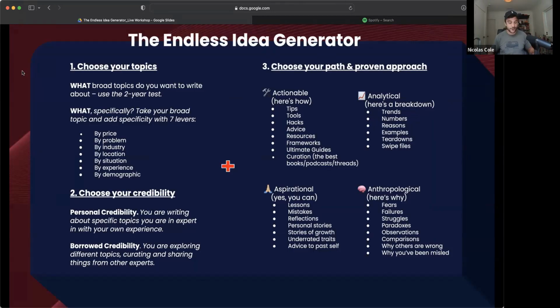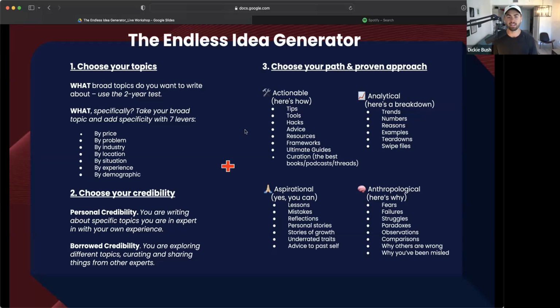All right, Dickie, this is always the big slide of the day. This is the endless idea generator in one screenshot. By the end of this, you will know exactly what every single one of these sections means. It's basically 3 parts. We're going to go through choosing your proven topics. We're going to help you figure out which piece of credibility is right for you. And then we're going to take you through a step-by-step guide to our 4A framework, which says, hey, if you have one idea, it doesn't mean you have one idea. It really means you have 100, 200, 300 ideas. And we're going to help you walk step-by-step through taking your idea and going through these proven approaches.